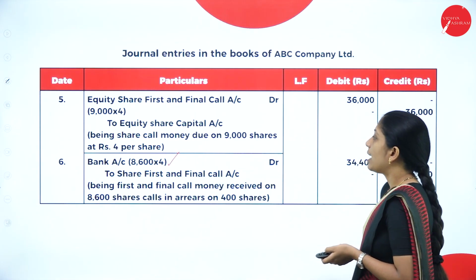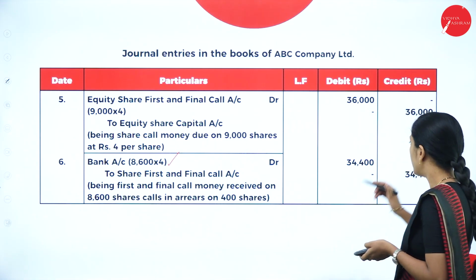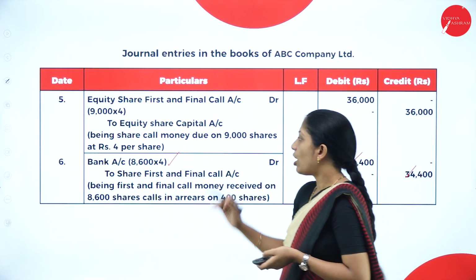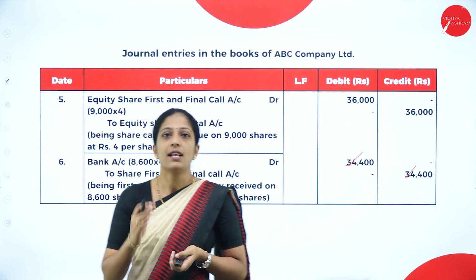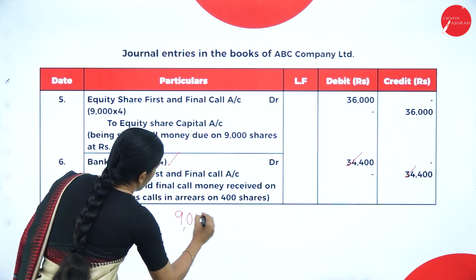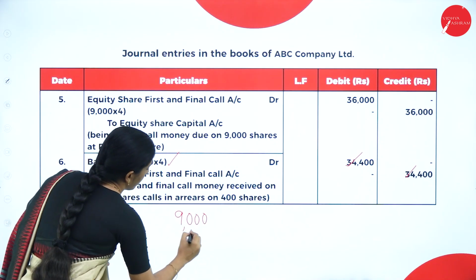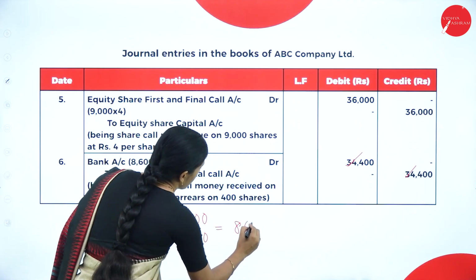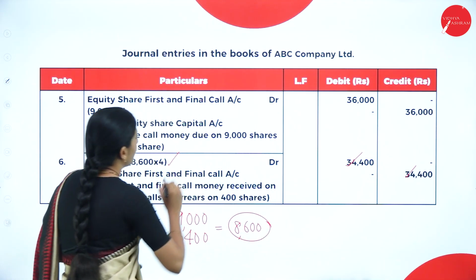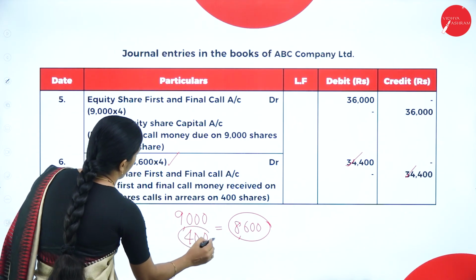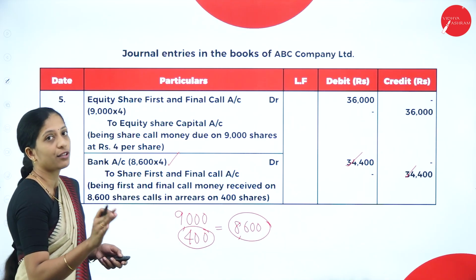Correct? So 8,600 into 4, that would be 34,400. So how many shareholders have not paid? Out of 9,000, 400 shareholders have not paid, which means that only 8,600 shareholders have paid their first and final call money. Now, these 400 shareholders who have not paid, we are going to forfeit those shares.